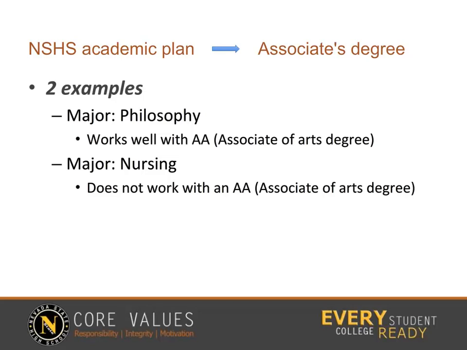You will then be shown an example of a major that will not align well between an associate's degree and the same major for a bachelor's degree. This will give you the opportunity to track the best route for the degree you are seeking so you can take the path that best fits your needs. Click to the next slide when you are ready.